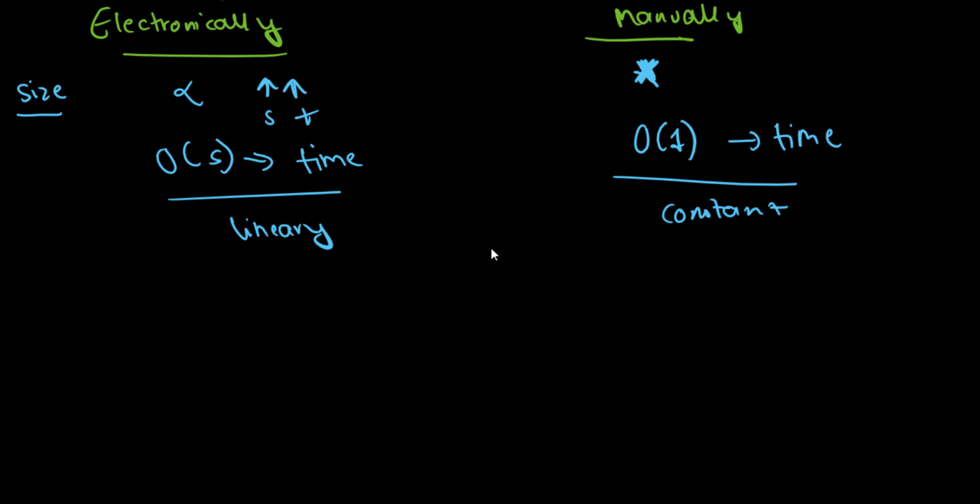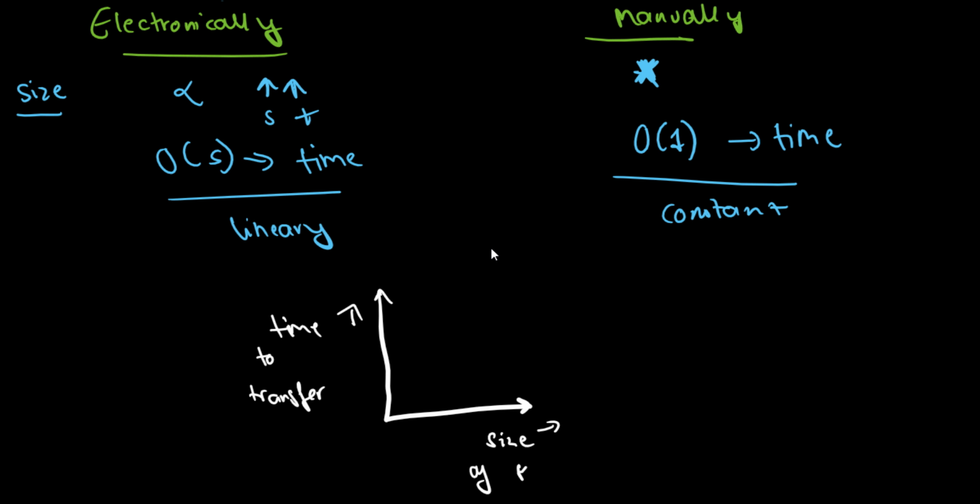So let's plot a graph for the same. Suppose this is the size of the hard disk and the time to transfer, and this also increases in this direction, and this also increases: size of HD. So in the linear scenario, this is the threshold time it takes to transfer, and it varies with the size of the hard disk, and this is the case of electronically.